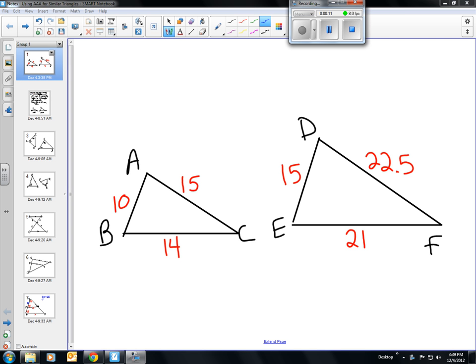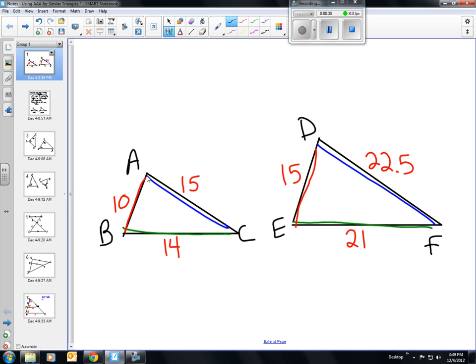Today we're going to be talking about the angle-angle similarity theorem for triangles. In the past we've looked at triangles, and the way that we have discovered that they are similar triangles is by looking at the ratios of their corresponding sides. Here the corresponding sides are AC and DF, EF and BC, and AB and DE.